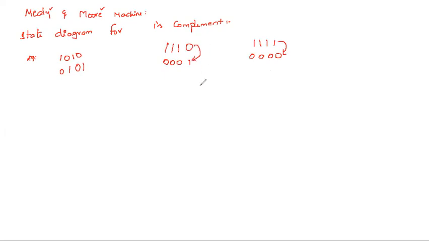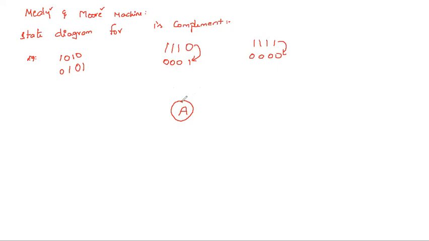How many states do we require? Only a single state is required. So I am designing a single state. The state is denoted with the capital A. We have to perform one's complement using a state diagram. So I am taking state A.